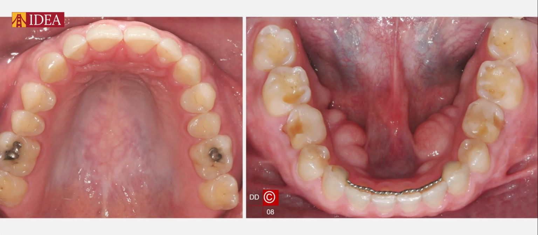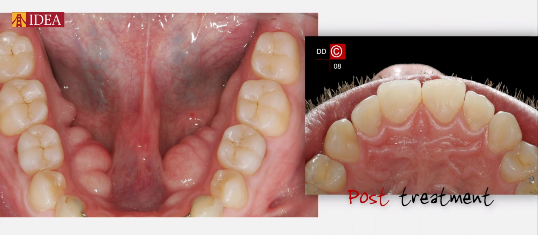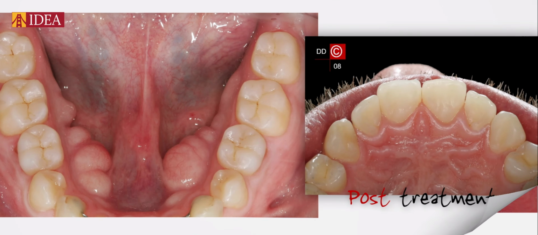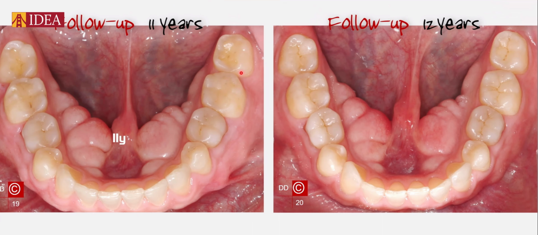Here you see a patient, a colleague of mine, with erosion related to unbalanced diet and high consumption of fizzy drinks. We have restored everything freehand according to the wax-up. This is the post-treatment view. Patient is back 11 years later.